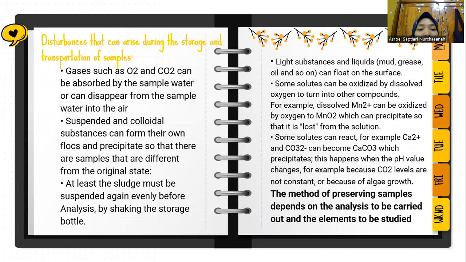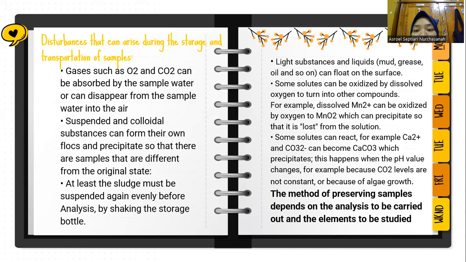Disturbances that can arise during the storage and transportation of samples. Gases such as O2 and CO2 can be absorbed by the sample water or can be separated from the sample water into the air. Suspended and colloidal substances can form their own flocs and precipitate, so that there are samples that are different from the original state. Unless the sediment must be suspended again evenly before analysis by shaking the storage bottle.